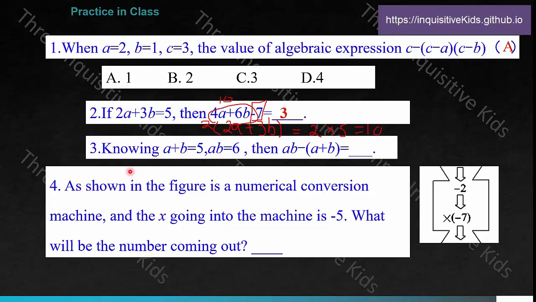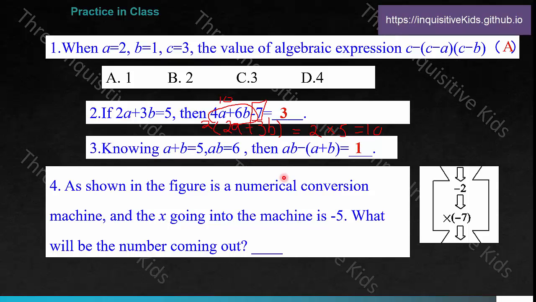Okay, now 3. Knowing that A plus B is equal to 5 and AB equals 6, then AB minus the sum of A and B is equal to blank. And then the answer would be 1.